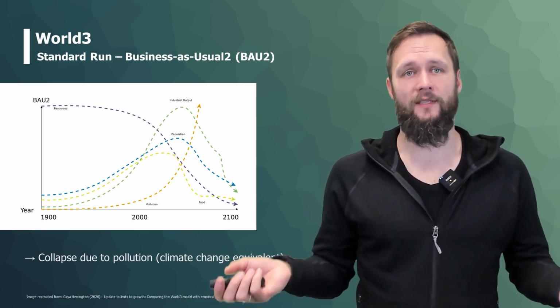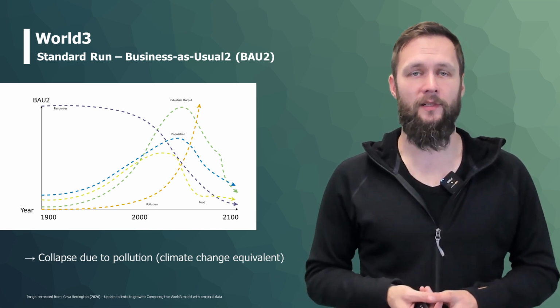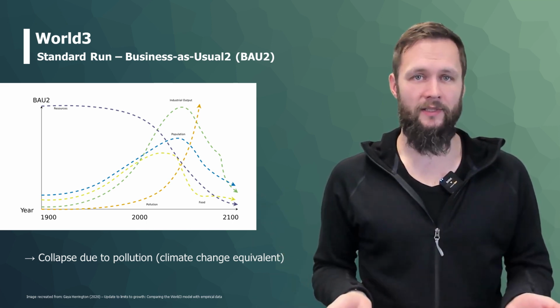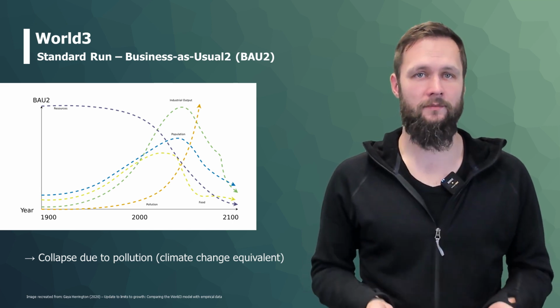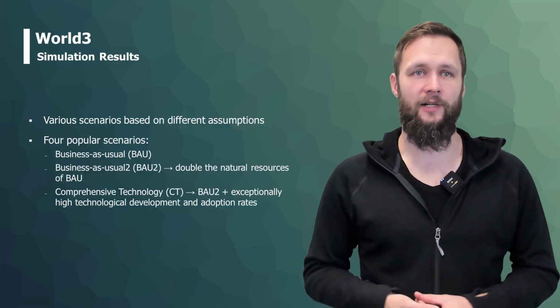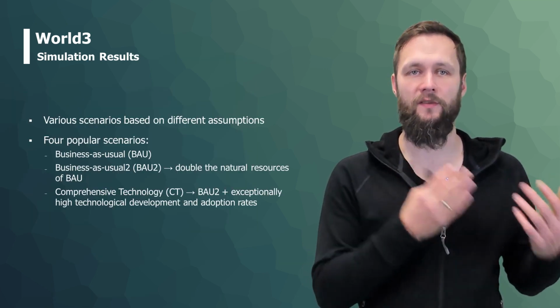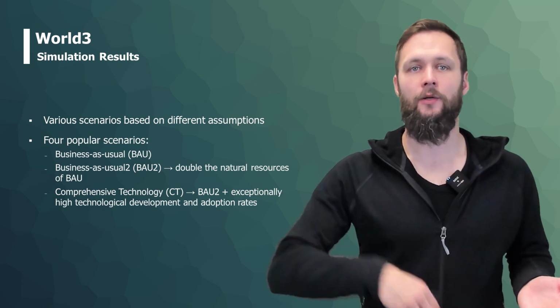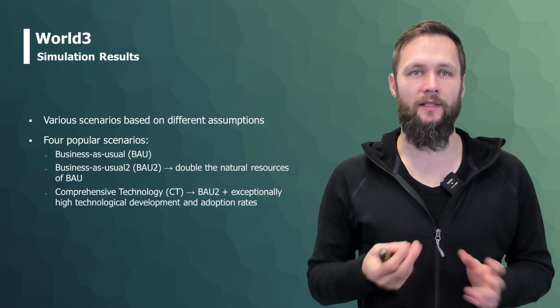So, okay, now we're dying due to pollution, either climate change or just normal environmental pollution. What can we do about it? We can try to come up with a lot of technologies to prevent either climate change or pollution. So this scenario then is called comprehensive technology and is essentially the business as usual 2 scenario combined with exceptionally high technological development and adoption rates.